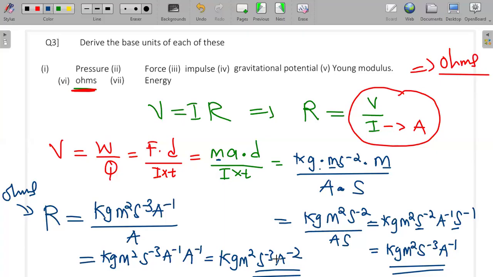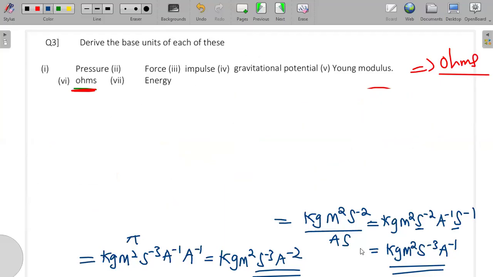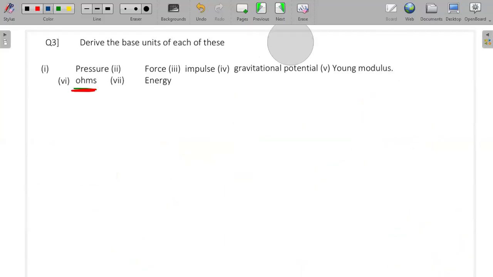All right, so let's look at the last one, which is energy. Oh, no, this is not the last one anyway. We still have question 4. So energy, I actually derived it when I was saying gravitational potential energy. So here they just said energy. So you can use any formula, okay? If you want, you can use this one.